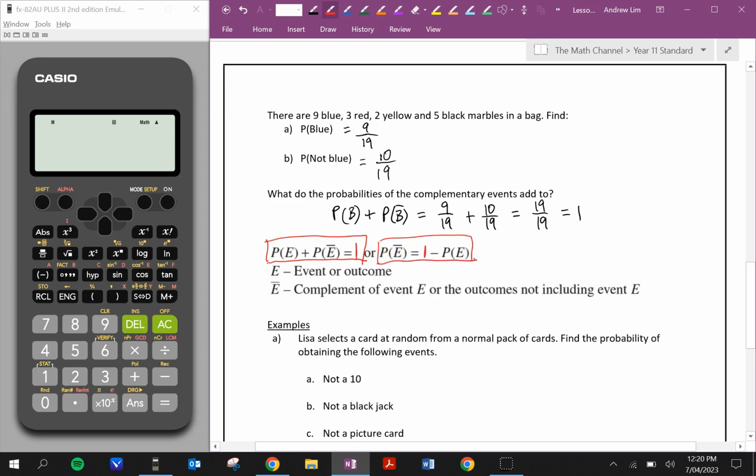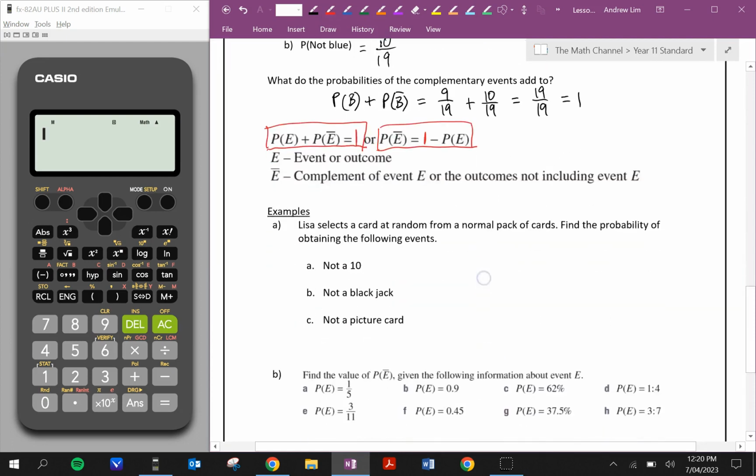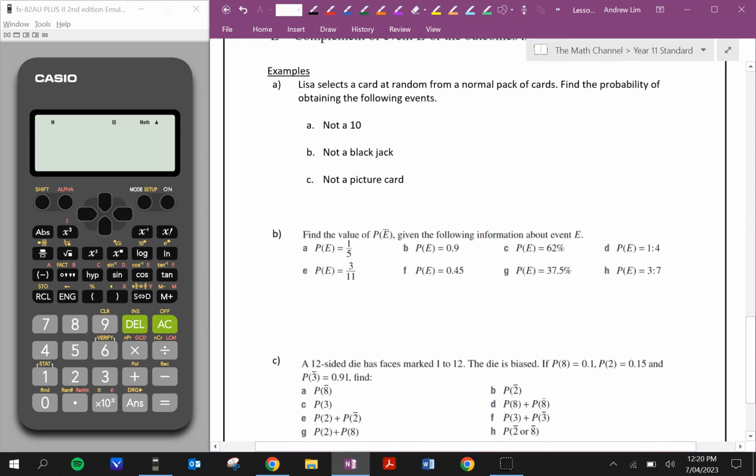Okay, it's up to you which one you want to use. They're both technically the same thing. All right? So we've got E is the event or outcome, not E is the complement of the event. So let's have a look at some examples.